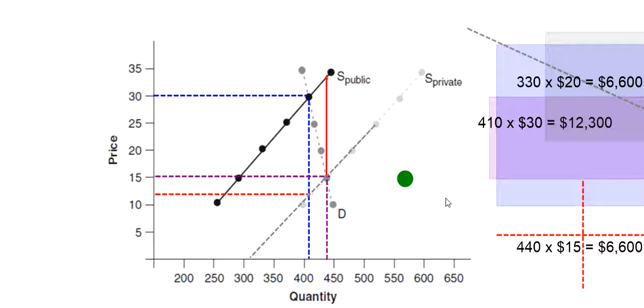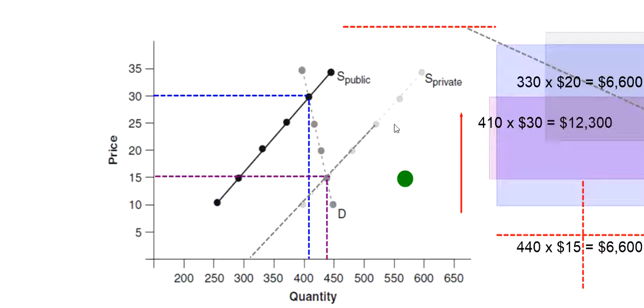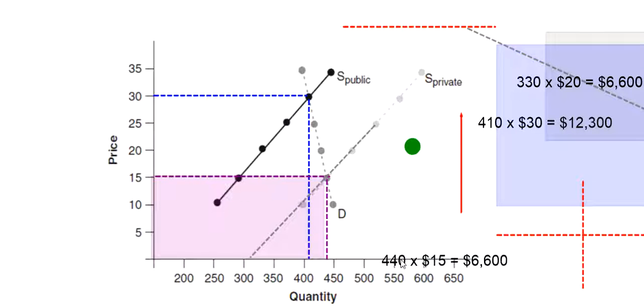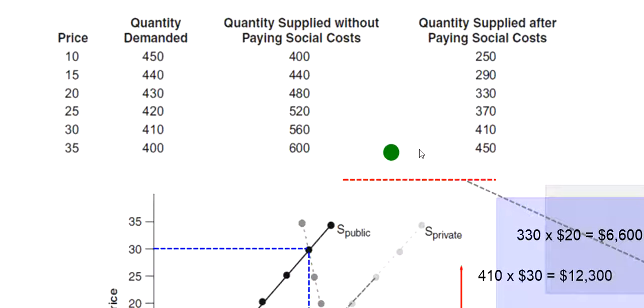Now, the other interesting thing we can look at is total revenue. So let me move this out of the way so we can see this. Before they had to pay for the pollution, their demand curve was here, and the supply was the private supply curve here. Total revenue was this. We can easily do the math: we have a price of 15 and a quantity of 440. We can also see up here, with the private supply, which is without paying our social cost, this is where the quantity is in equilibrium with a price of 15.